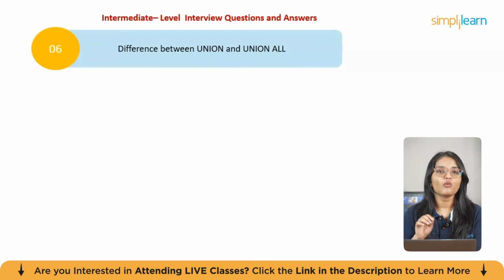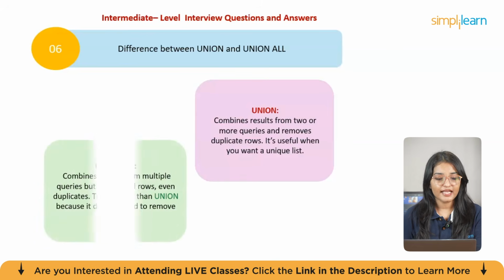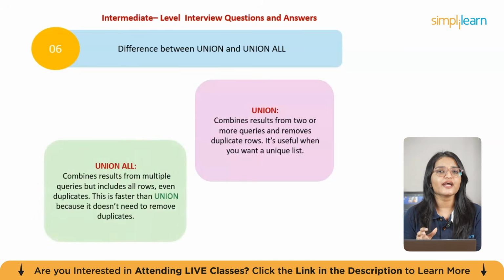Next question is, what is the difference between UNION and UNION ALL? Talking about UNION, it combines results from two or more queries and removes duplicate rows. It is useful when you want a unique list. Next is UNION ALL. It combines results from multiple queries but includes all the rows, even duplicates. This is faster than UNION because it doesn't need to remove duplicates.